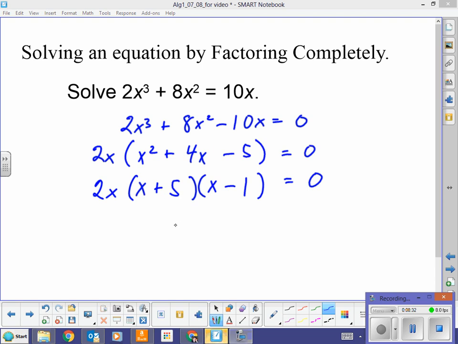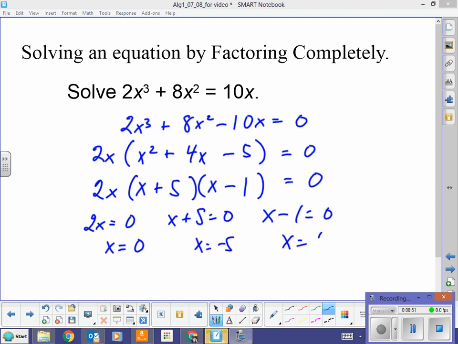Okay. So now the zero product property says that 2x can equal 0. x plus 5 can equal 0. And x minus 1 can equal 0. So in this case, x will equal 0. In this case, x will equal negative 5. And in this case, x will equal 1. And those are my answers. Those are my solutions.